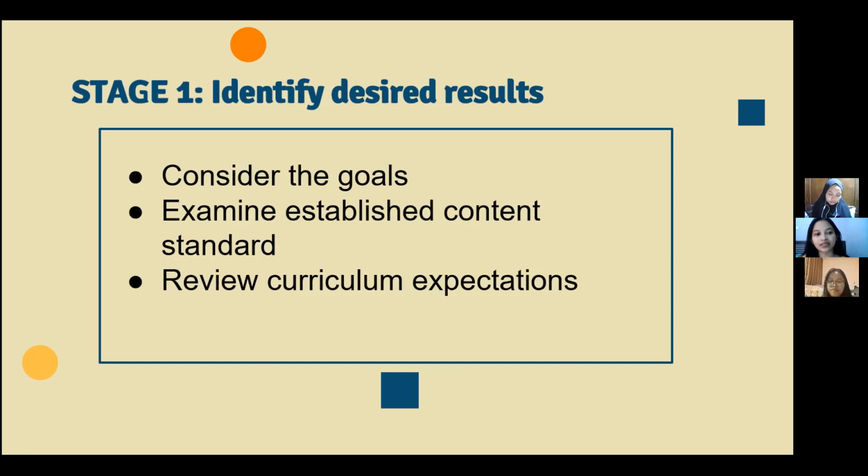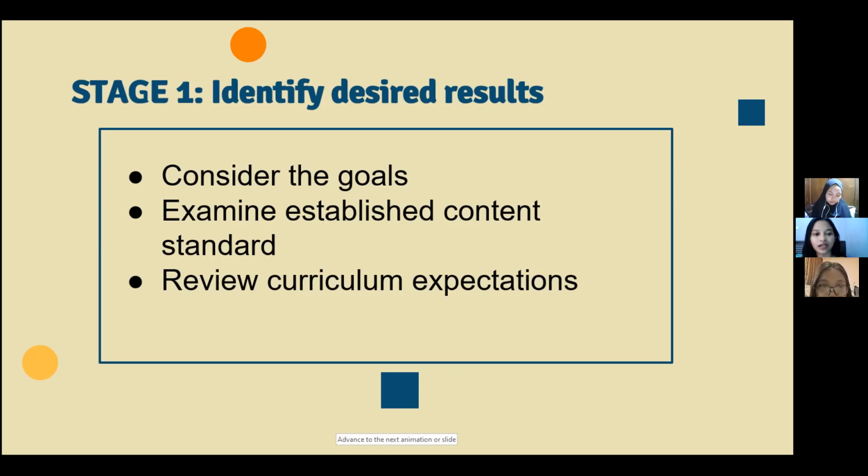And then after that, they need to examine established content standard. This means that the designer or the teacher need to concern about the regulation from the national, state, district, or district standard from the government. So after thinking about the goals, think about the standard that are ruled from the government. And then next is about review curriculum expectation. This means that they need to see or review the expectation from the curriculum.